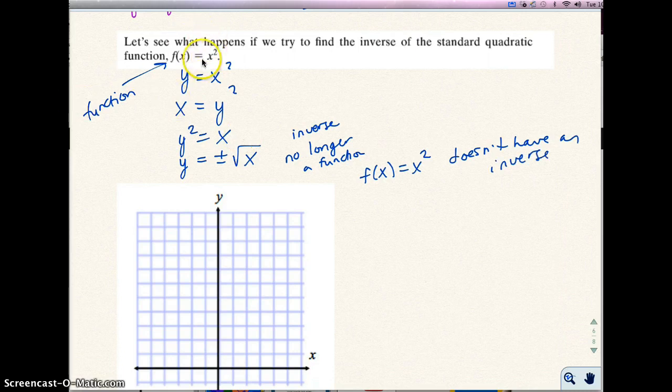So f of x equals x squared doesn't have an inverse. So again, this is the function. I can input any x in there, I'm only going to get one y. When I try to find the inverse, my inverse, in quotation marks, really isn't an inverse because I get 2 values for y, so it's no longer an inverse. Every x I put in there, I get 2 values for y.